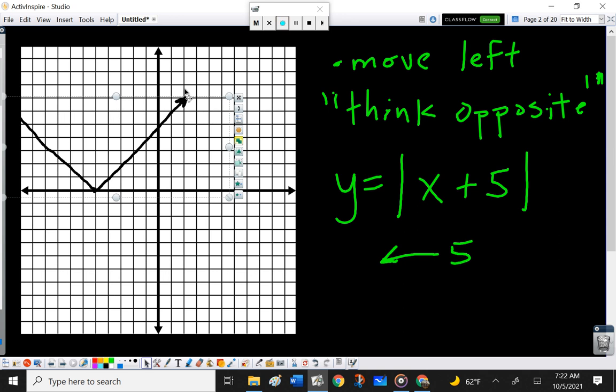So, please draw this as y equals the absolute value of x plus 5. A lot of people think that when you add 5, you're going to go to the right 5, but that's why I'm saying think opposite. Remember to pause the video or rewind anytime you need to.